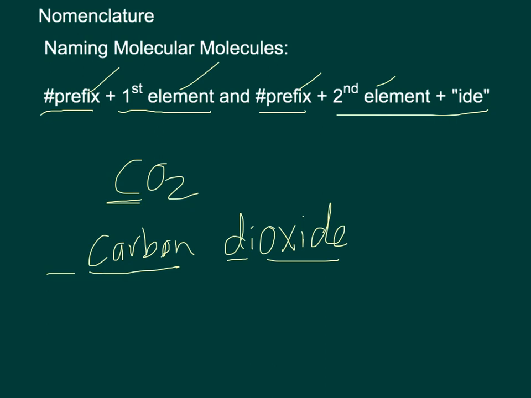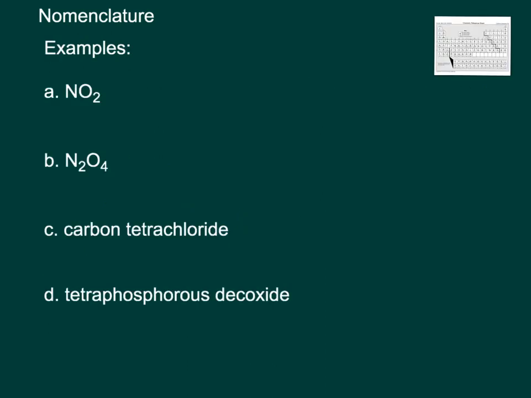So let's do some examples of this. Okay, so the first example, NO2. Mono nitrogen at first, so instead of worrying about that, we're simply going to call it nitrogen. The next one is oxygen. There's 2 of them, di, ox, and then we change the ending to ide, nitrogen dioxide.